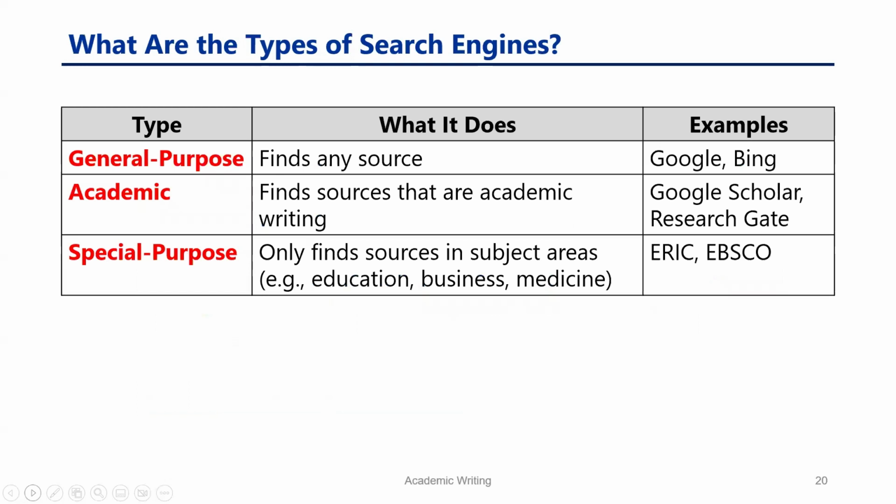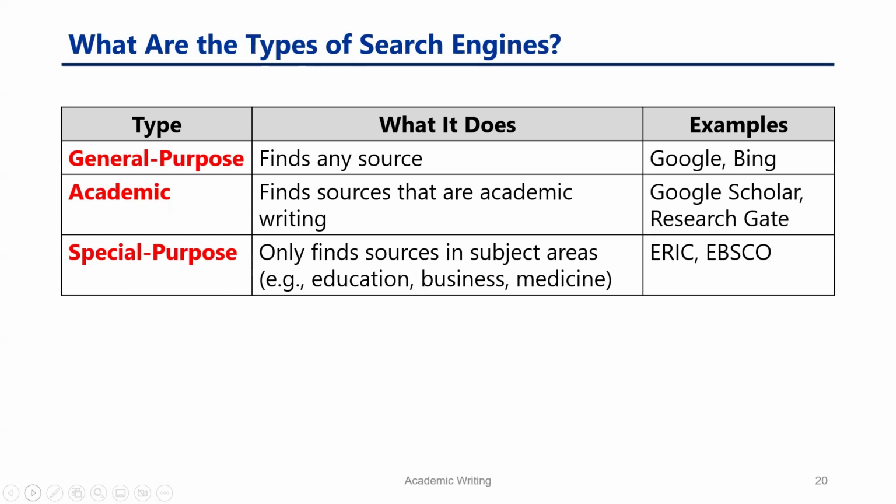So what types of search engines are there? First of all, there are general purpose search engines. They go out and find any source that's online, no matter what it is. Two examples are Google and Bing.